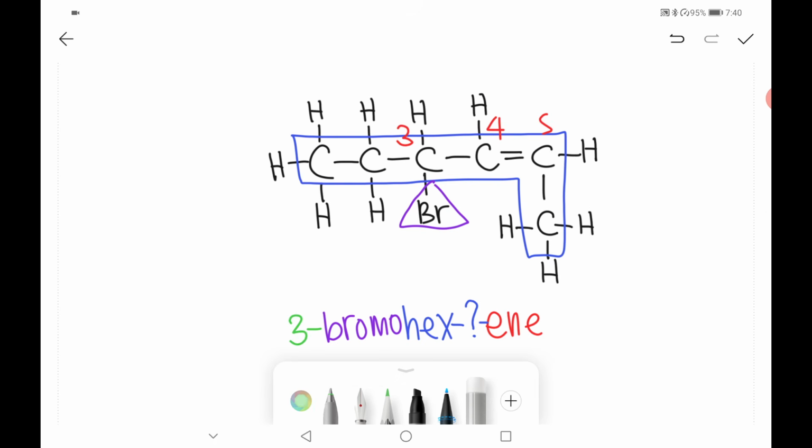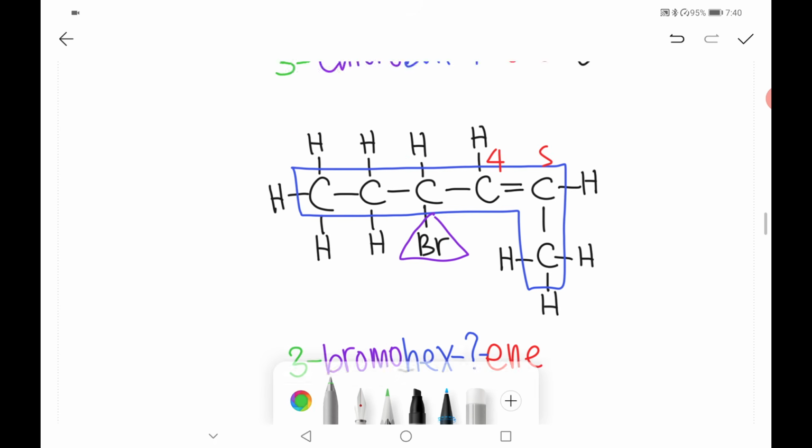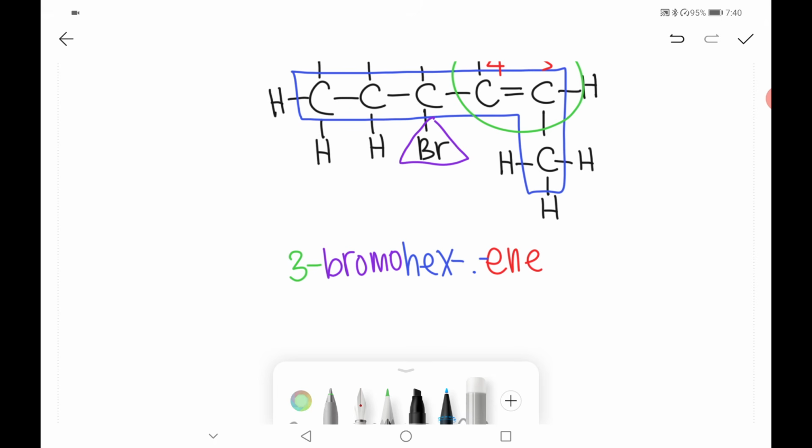Then you can see the double bond is between carbon number 4 and carbon number 5. We need to choose the smaller number between these two. 4 and 5, the smaller number is 4. So we put 4 as the location for the double bond.